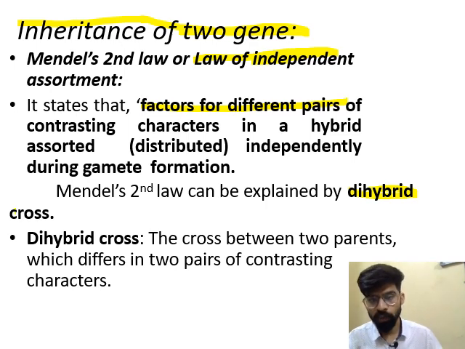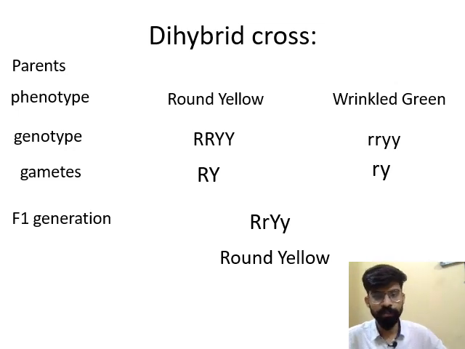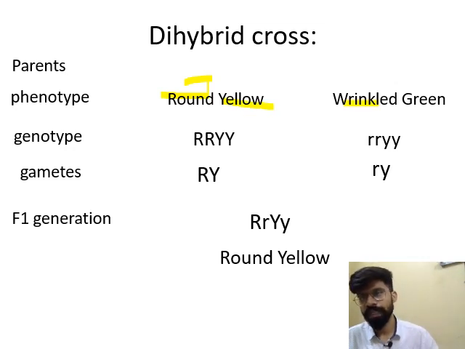Mendel's second law was explained with the help of the dihybrid cross. What is a dihybrid cross? When a cross is made between two parents having two pairs of contrasting characters. We are taking two characters simultaneously: first the seed color and the seed shape. So round is the shape, yellow is the color, wrinkled is the shape, and green is the seed color.